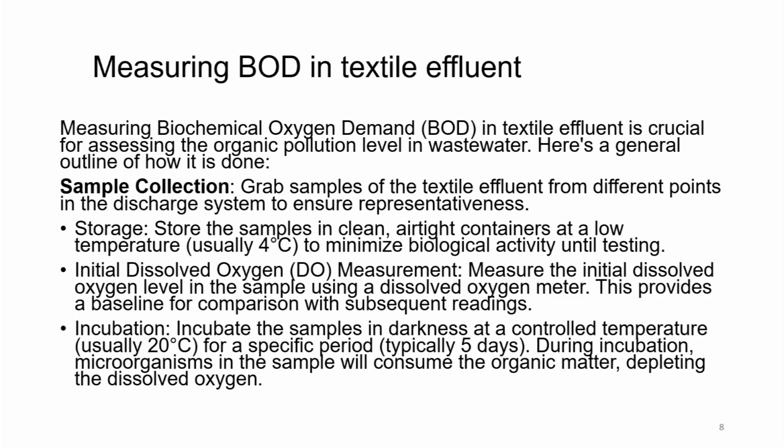Sample collection: collect grab samples of textile effluent from different points in the discharge system to ensure representativeness. Storage: store the sample in clean, airtight containers at a low temperature, usually 4 degrees, to minimize biological activity until testing. Initial dissolved oxygen measurement: measure the initial dissolved oxygen level in the sample using a dissolved oxygen meter. This provides a baseline for comparison with subsequent readings.